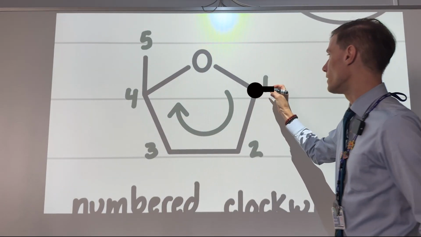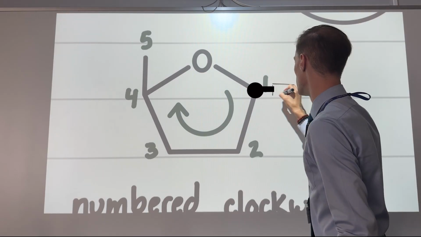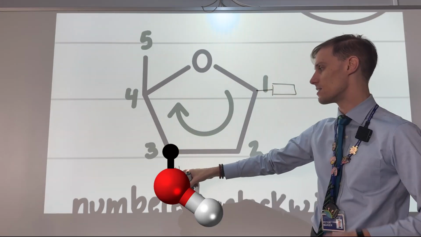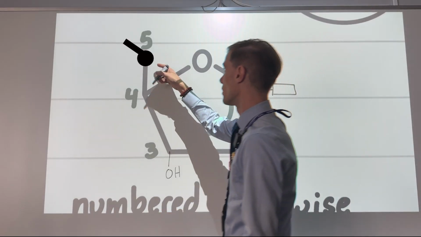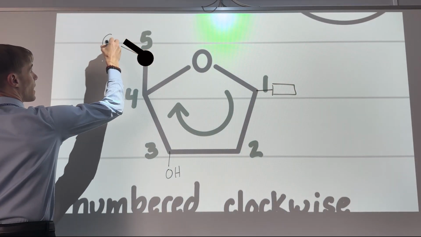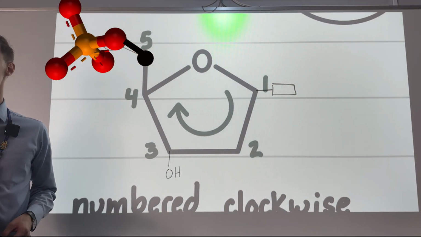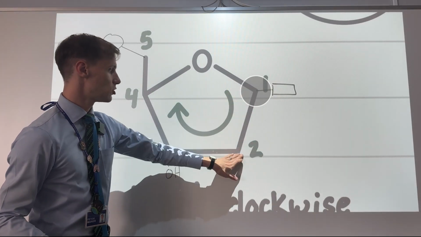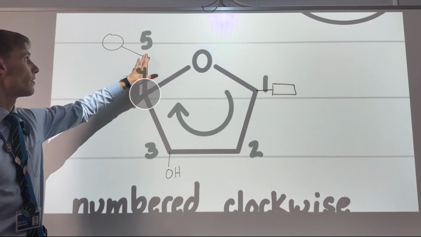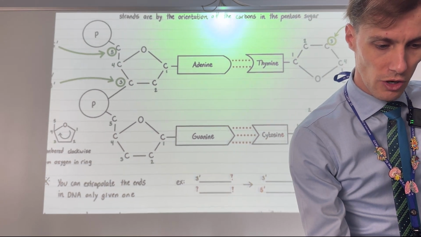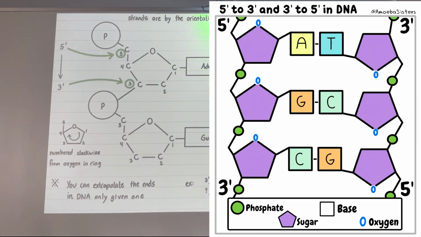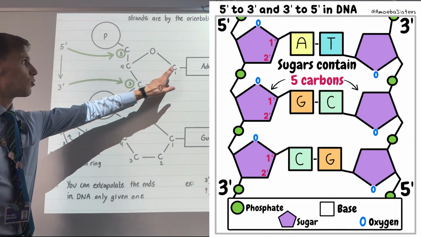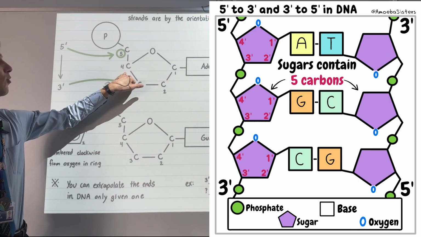Carbon 1 is attached to the nitrogenous base, right? Carbon 3 has the hydroxyl group, and carbon 5 is attached to the phosphate group, right? So this is the way that we're always going to number it. 1, 2, 3, 4, 5. If we now are looking at an entire DNA molecule, let's look at this strand right here. Carbon 1, 2, 3, 4, 5.